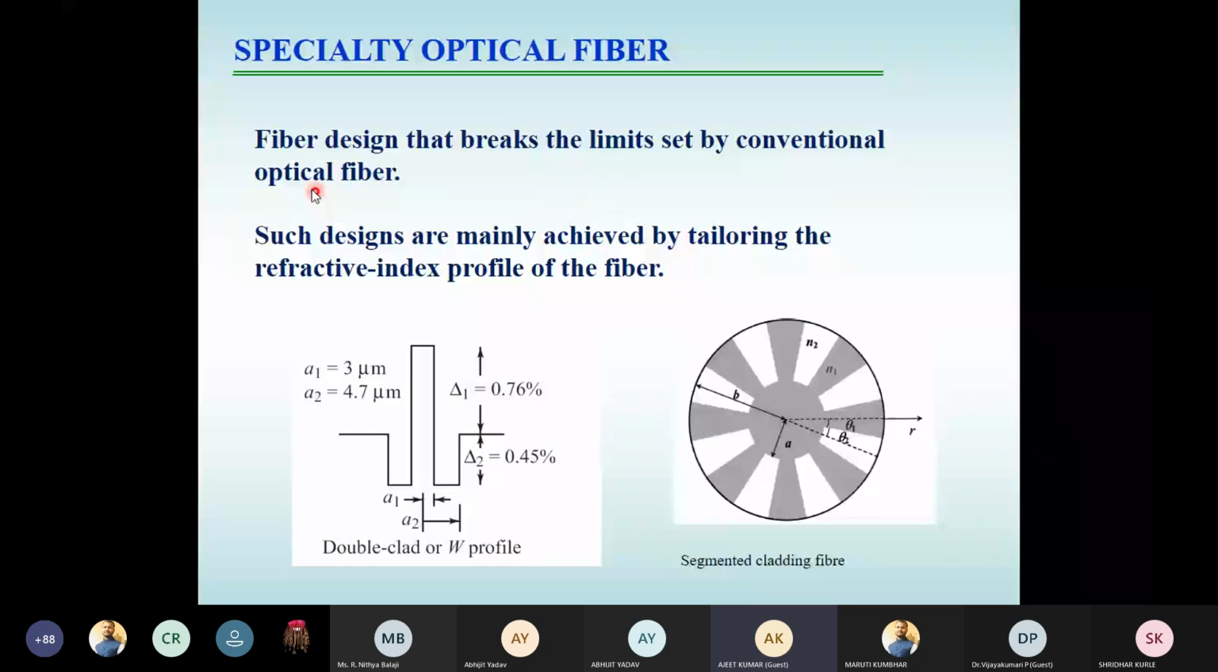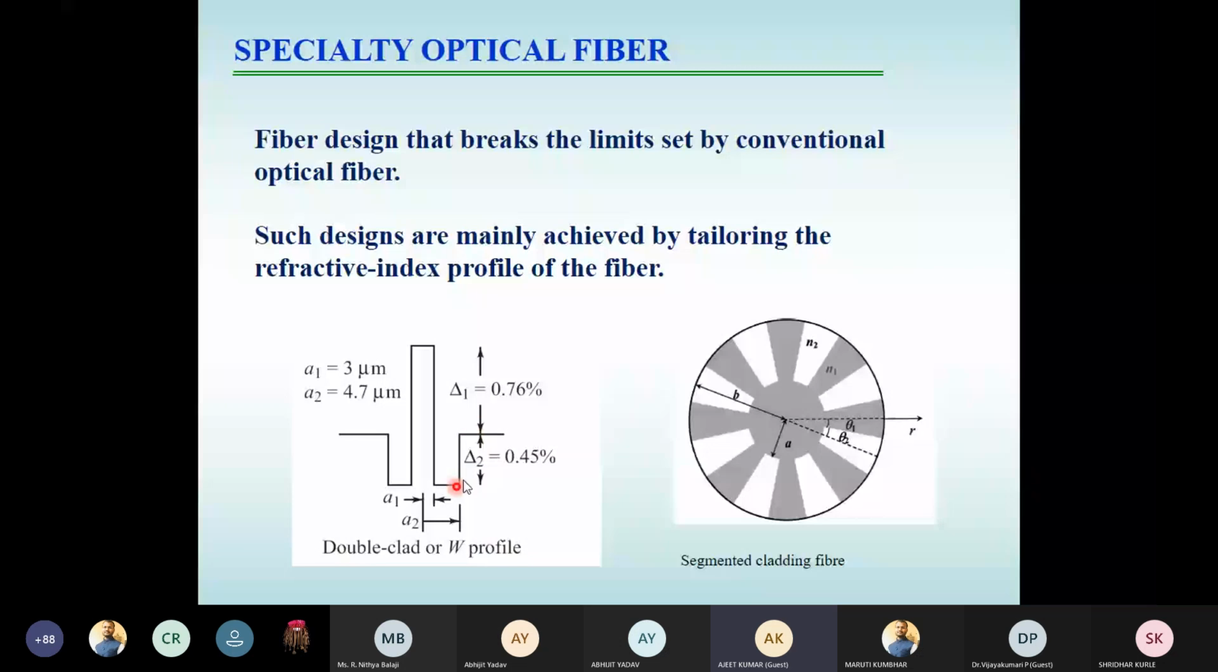Now, how to achieve this specialty optical fiber? If you see all the special designs which come under the category of specialty optical fiber, mostly it is achieved by tailoring the refractive index profile of the fiber. Because in case of fiber, what do you have? You have the refractive index of the core, the refractive index of the cladding, and their widths. So by tailoring this profile, you can come up with some new design.